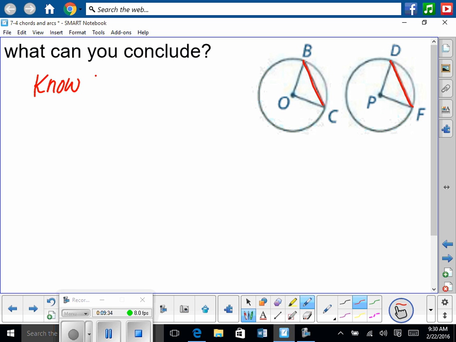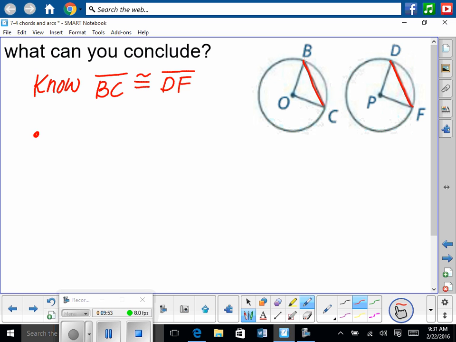We know that chord BC is congruent. Now congruent is with an equal sign and a little squiggly above. Is equal to chord DF. Does everybody agree with that? So that's what we know. So from that statement that we know, that was given.